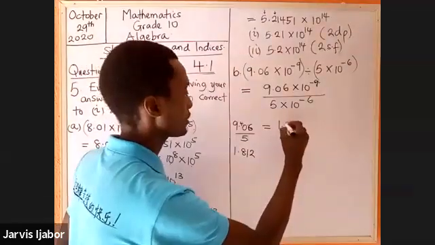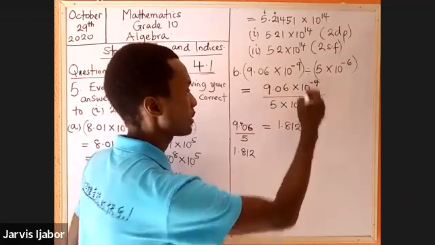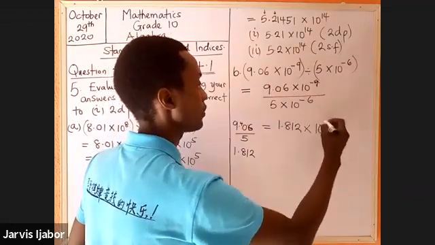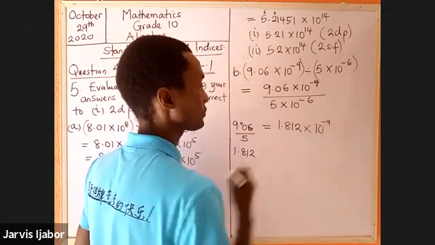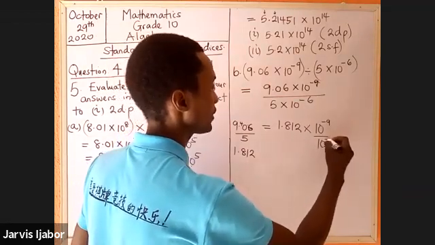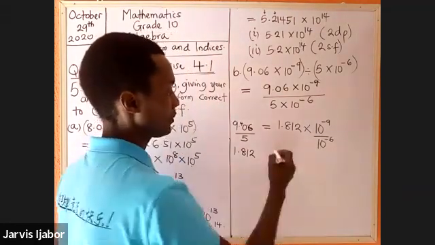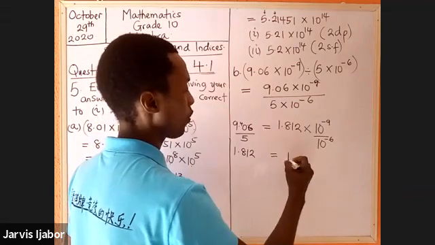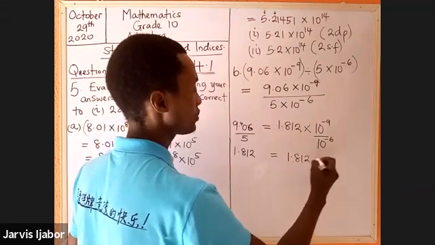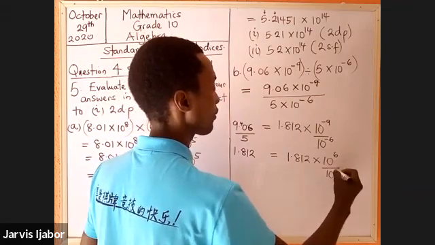And this will be 1.812, this divided by this times, this is what? 10 raised to the power of -9 divided by 10 raised to the power of -6. Now, this will now mean 1.812 times 10 raised to the power of 6 over 10 raised to the power of 9.